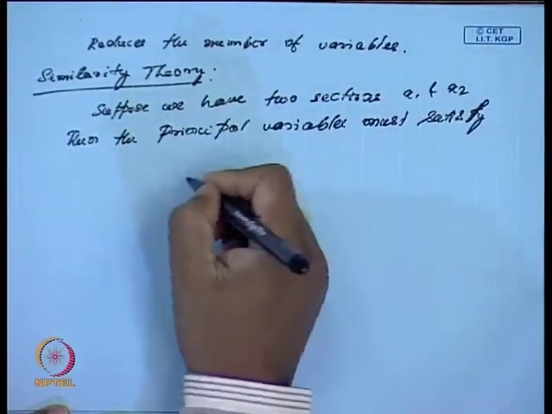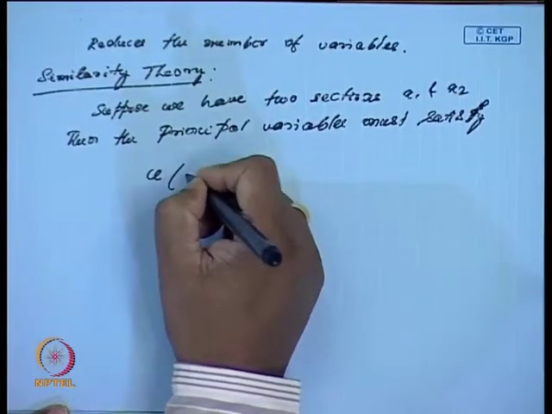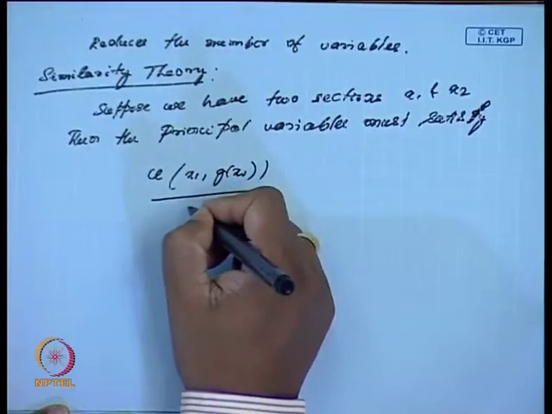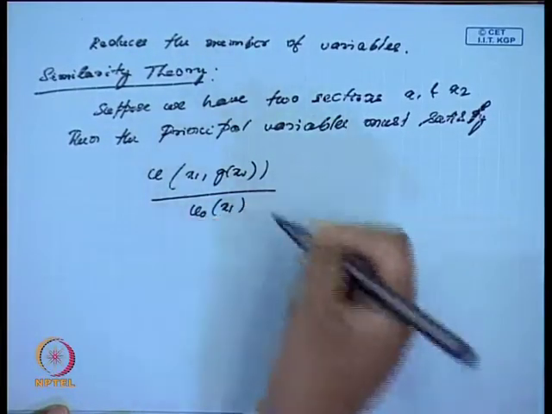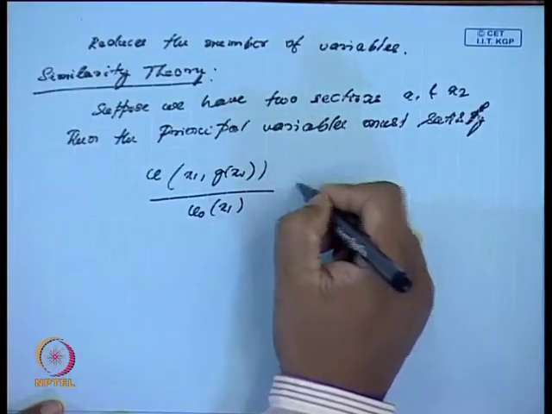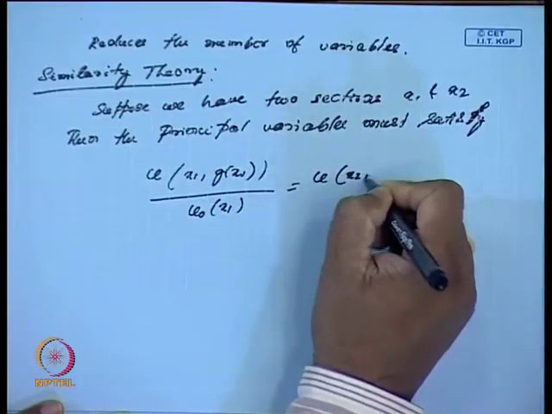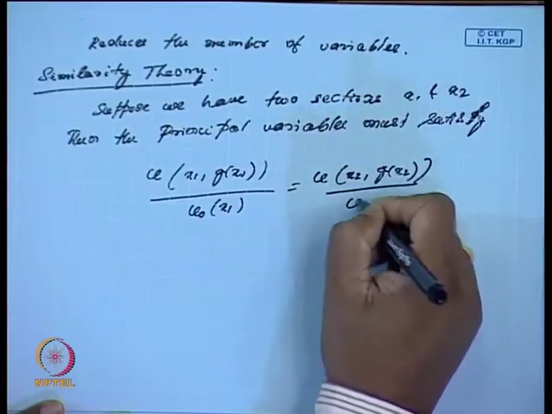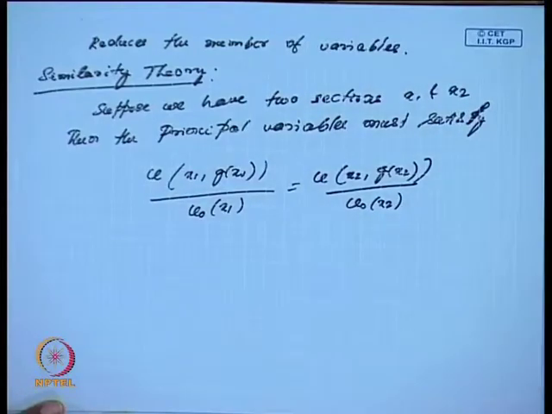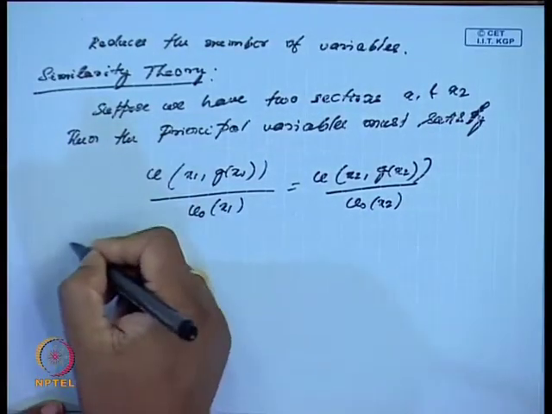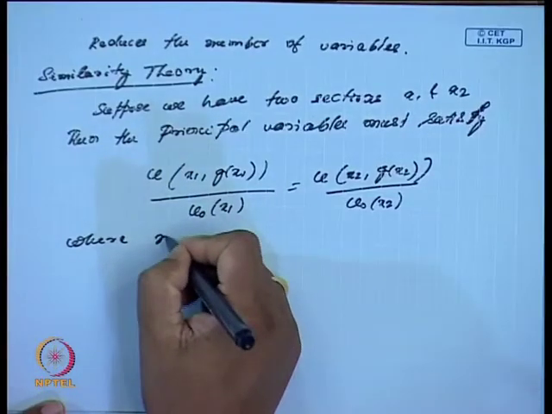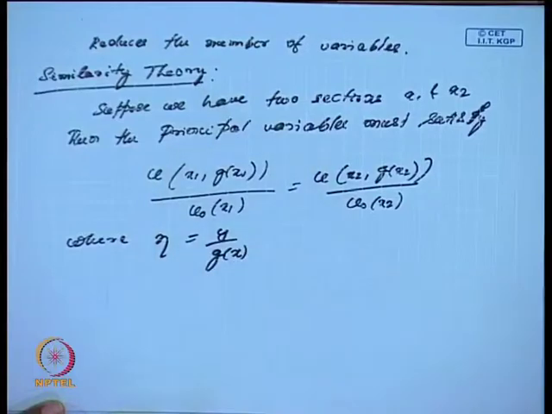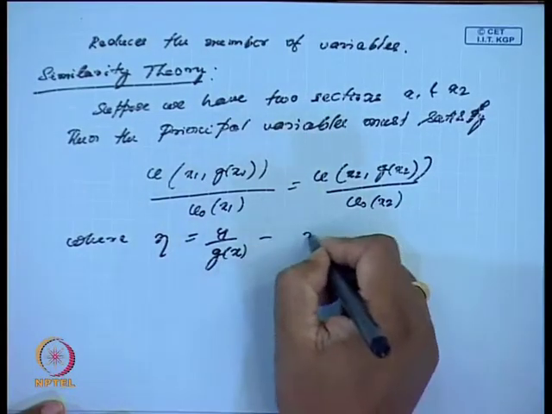they must satisfy, that means u(x1) g(x1) by u naught x1, where u naught x1 is the outer flow, is the same as u(x2) g(x2) divided by u naught x2. If this holds, where g is what? Eta is equal to y by g(x), and this is a non-dimensional variable.